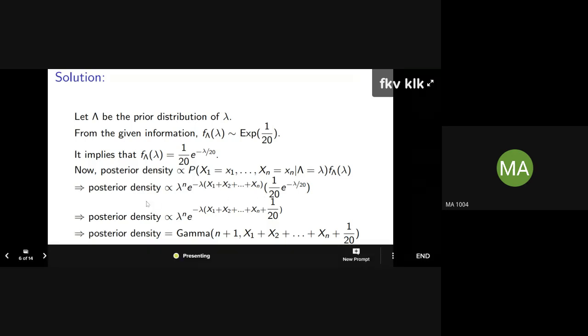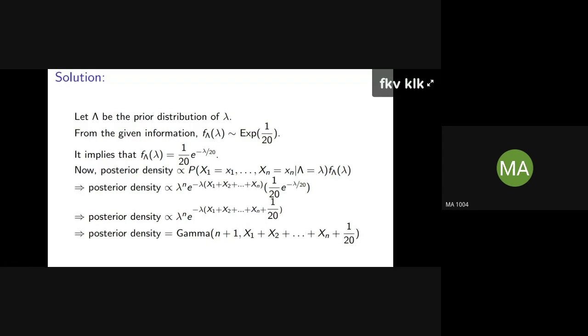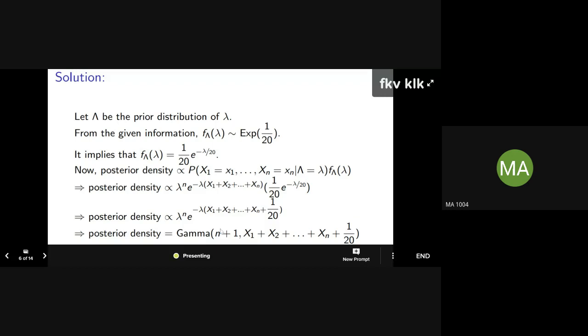If you look at this posterior density, lambda to the power n e to the minus lambda times the sum over xi plus 1 by 20, what kind of distribution does it follow? Gamma, right? The gamma distribution looks like x to the power alpha minus 1 e to the power minus beta x. So if you compare, you will get this posterior density to be a gamma. For lambda you have n, so it becomes n plus 1, and the second term is the sum of xi plus 1 by 20. Now we know that n is given to be 12 in our case.